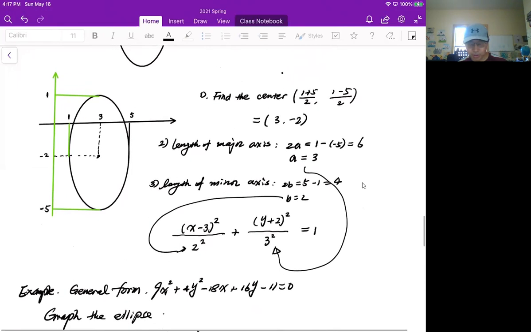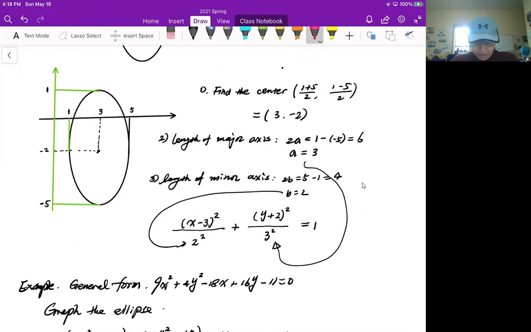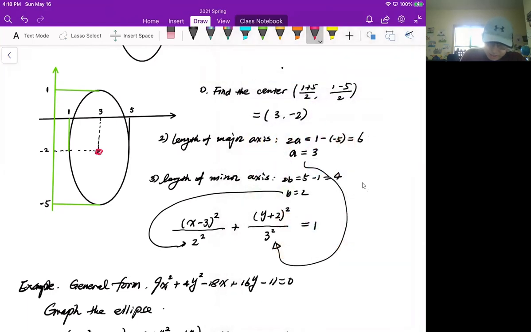And this is just an example. Suppose I give you this picture. How do you figure out the standard equation of this ellipse? First of all, you need to take the center. So where's the center? The center is here, at 3, -2. So for the x value, we should have x minus 3. For the y value, we should have y plus 2. It's x minus the x value of the center and y minus the y value of the center. So that's why you get that.